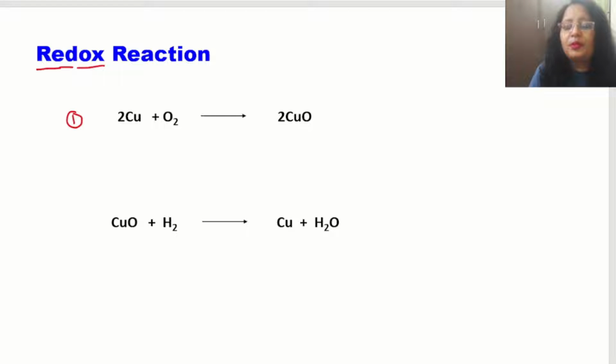Here copper is added to oxygen and it will give copper oxide. What is going on here? Copper is changing to the copper oxide, that is addition of oxygen. We can say copper adds oxygen, addition of oxygen. This is called oxidation.